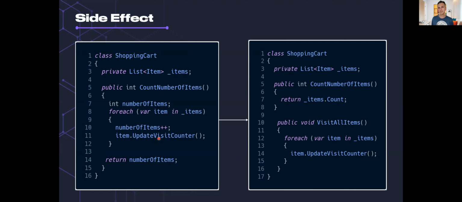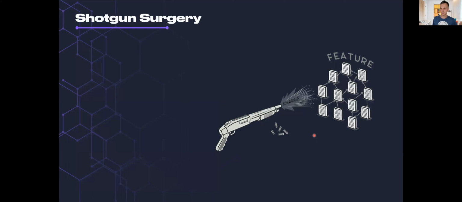And this is clearly a side effect because we count, but then we do something else. And the caller of this method will be confused. Why did this happen? What we can do, of course, is to split this into two methods. One method will count the number of items, and the other one will just visit items or whatever you need to do.